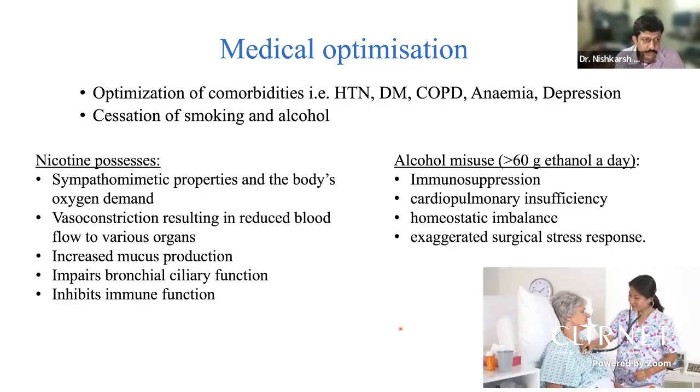Nicotine, as we know, has sympathomimetic properties and increases oxygen demand. It may lead to vasoconstriction, reduce blood flow to various organs, increase mucus production, and impair bronchial ciliary function. Whereas alcohol, more than 60 grams per day, may lead to immunosuppression, cardiopulmonary insufficiency, hemostatic imbalance, and increased surgical stress response.